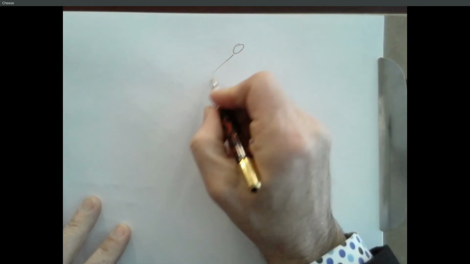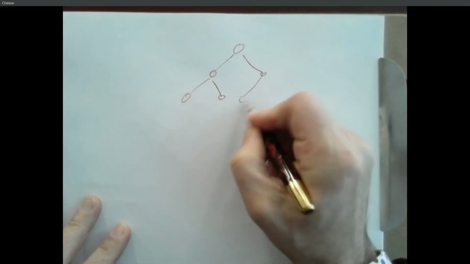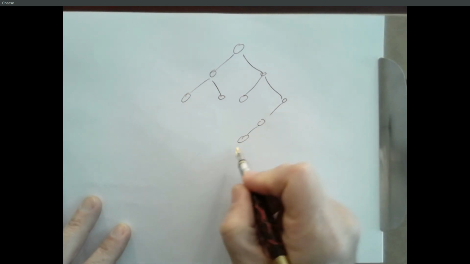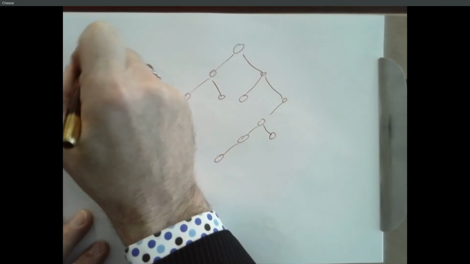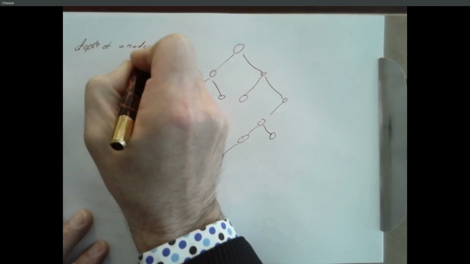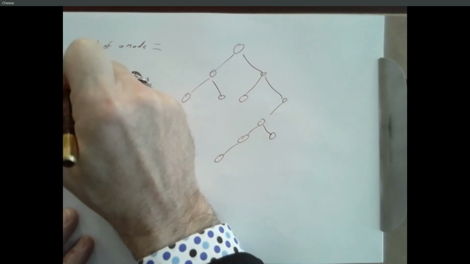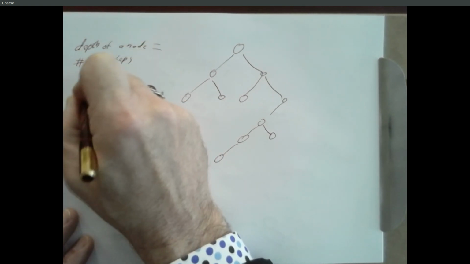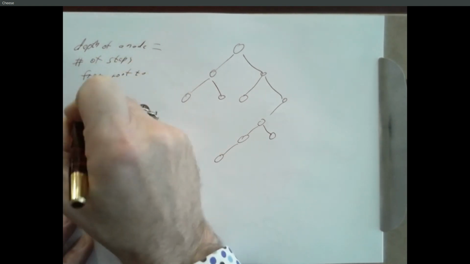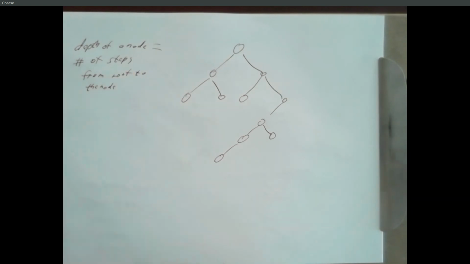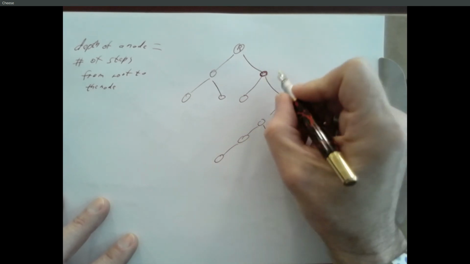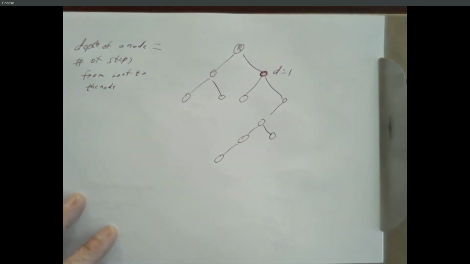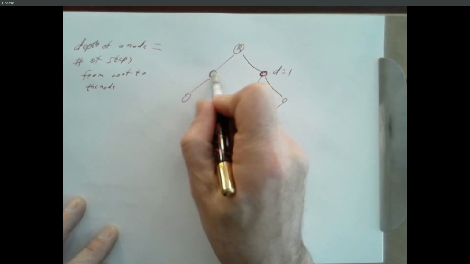We have a tree like this. We can talk about the depth of a node, and that's the number of steps from the root to the node. So here's the root. How many steps do we have to follow to get from the root to this node? Exactly one. Just come along the link. So the depth of this node would be one. And similarly, to get from the root to this node, the depth would be one.